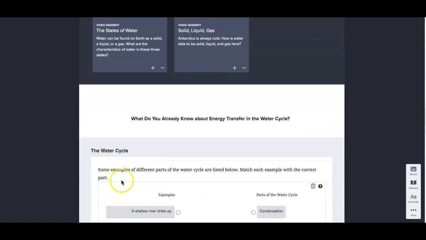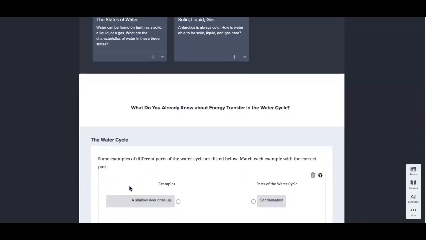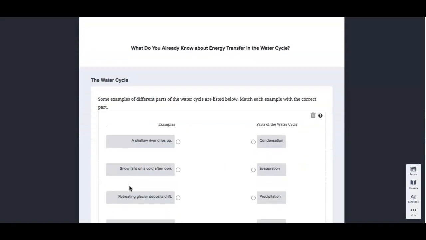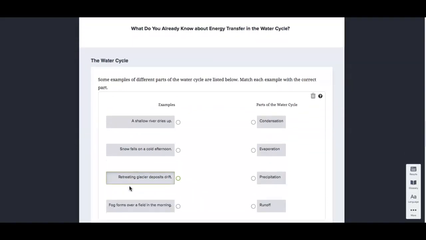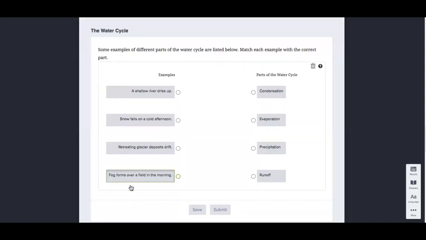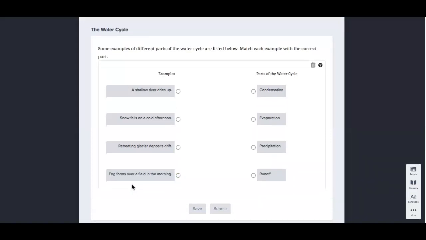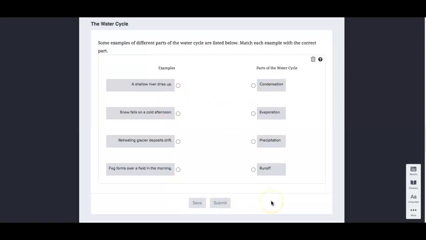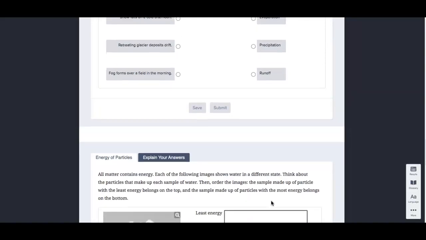So for this first thing, it says there are some examples of different parts of the water cycle listed below. Match each example with the correct part. So again, don't worry about getting this right or wrong at first. This is just to see what you already know, and hopefully you'll start generating some questions if you don't know. So if it says a shallow river dries up, you're just going to match that to whichever one of these things you think that is. When you have all four matched, please hit submit, and it'll let you know which ones you got incorrect.